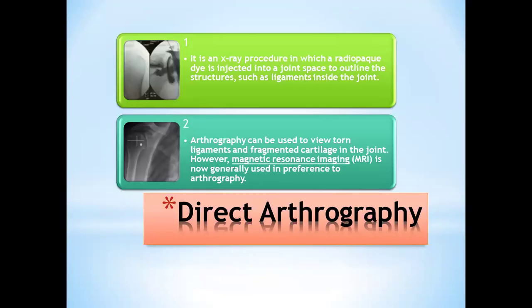Direct arthrography is an X-ray procedure in which a radiopaque dye is injected into a joint space to outline the structures, such as ligaments, inside the joints. Arthrography can be used to view torn ligaments and fragmented cartilage in the joint. However, magnetic resonance imaging is not generally used in preference to arthrography.